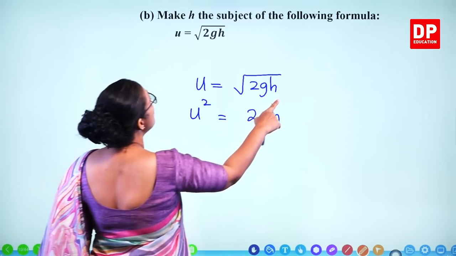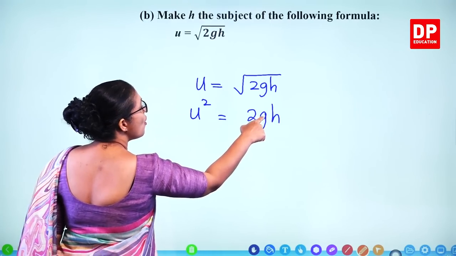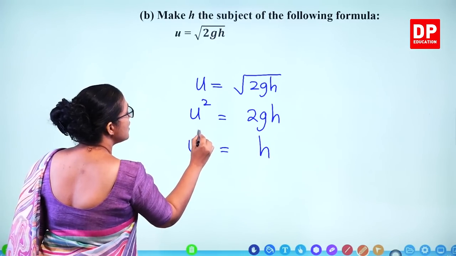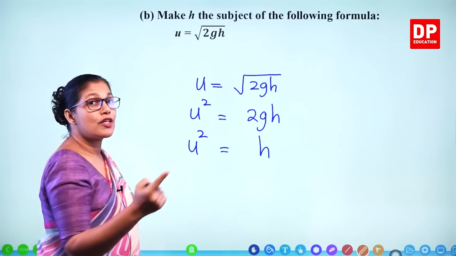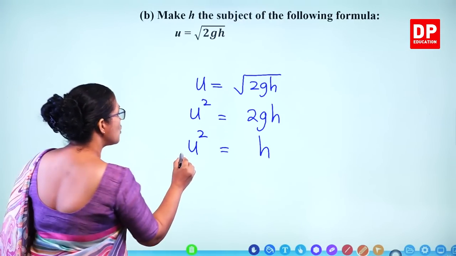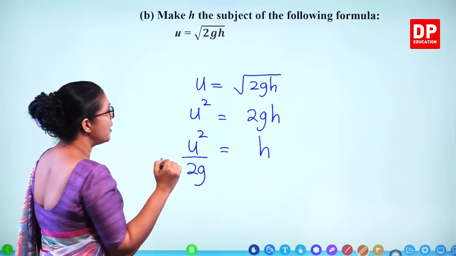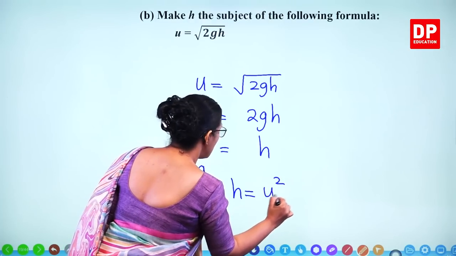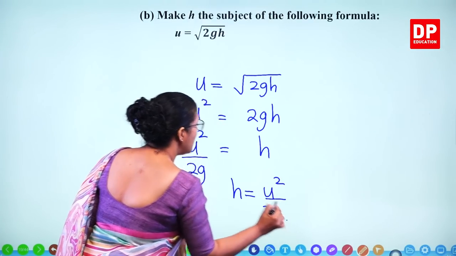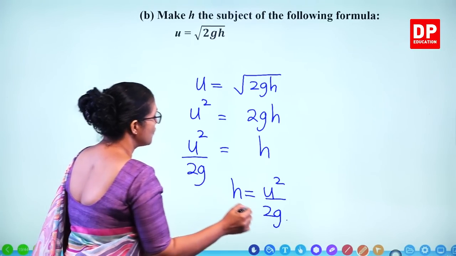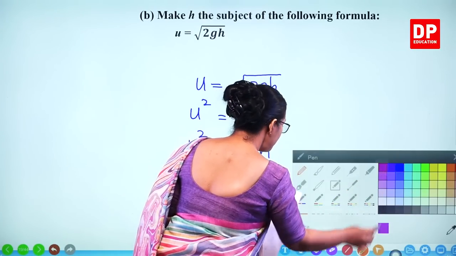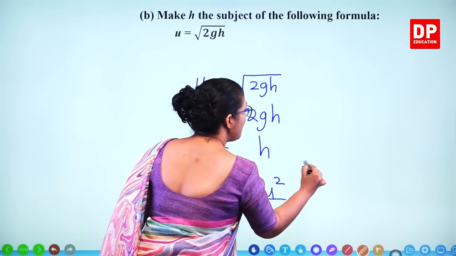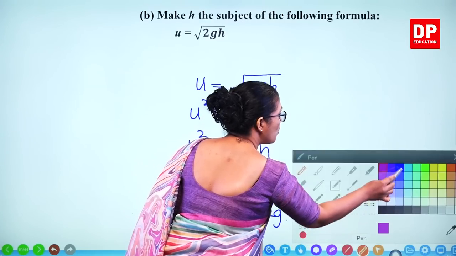Now you need to make H the subject. So we need to take 2G to the other side. This is multiplication. Opposite of multiplication is division. So you divide by 2G. So what's the equation? H equals U squared over 2G. So you are getting 2 marks for that. So we gave 10 marks for the whole question.